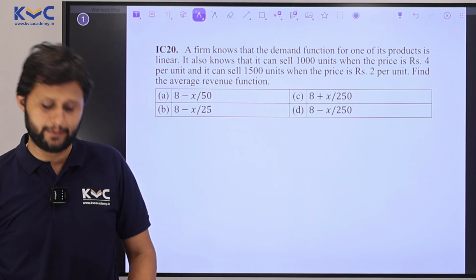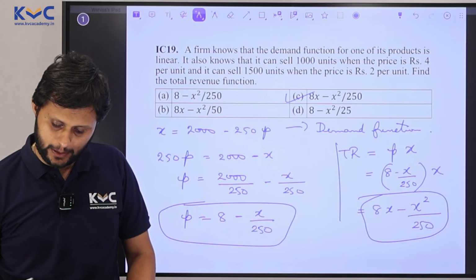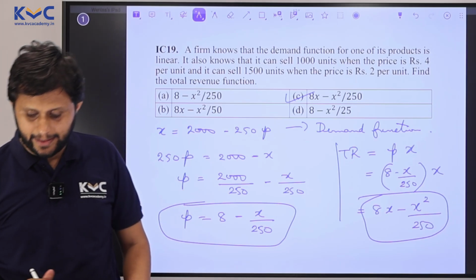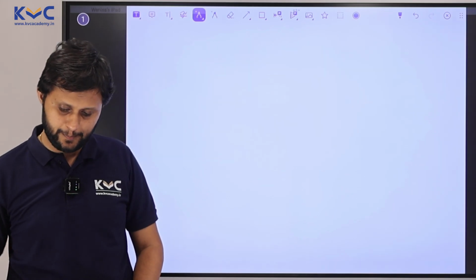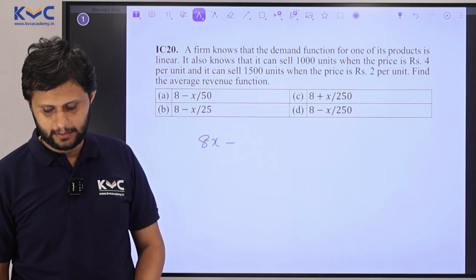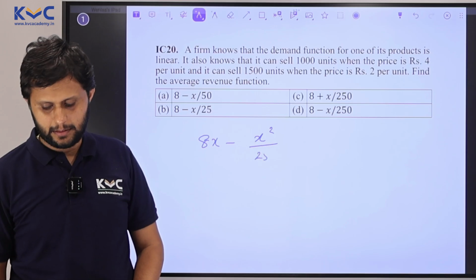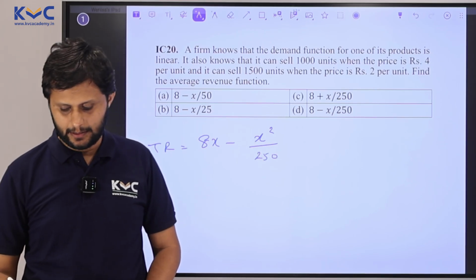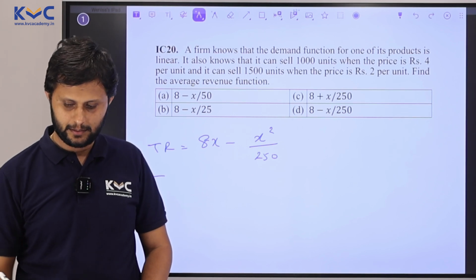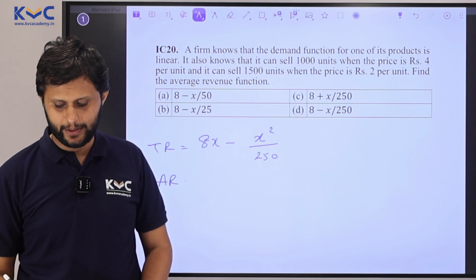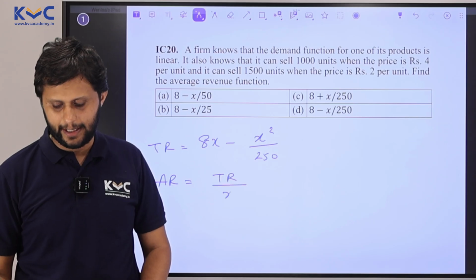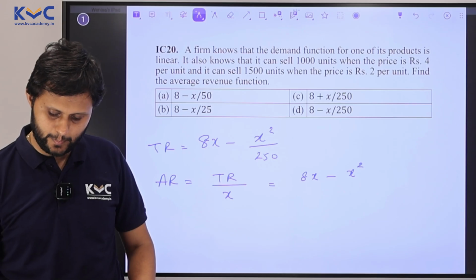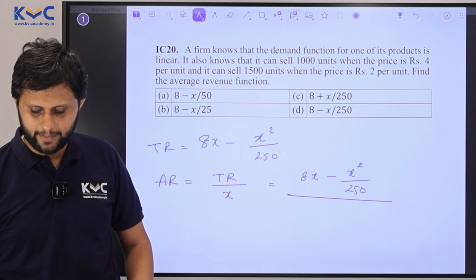Find average revenue function. So we had calculated the revenue function. Now we need the average revenue function. We have this value, 8x minus x square by 250. Now this is the total revenue function. Average revenue is total revenue divided by x.